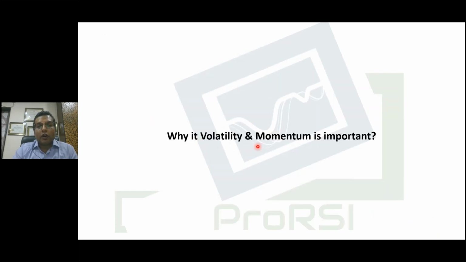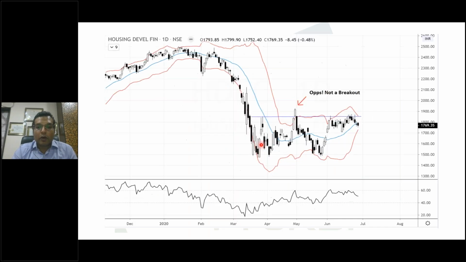Now, why is it important, why are volatility and momentum important? Now, see, I'm using all the latest charts so that it becomes easy for you to relate. So this was the breakout here. You can see that this was a good resistance zone, right? And there was this breakout, and it fell into this zone again. Why? Because we had a breakout above the Bollinger bands, we had a breakout above this resistance zone, but the RSI was not supporting the breakout. It wasn't able to clear the 60 zone, and it got stuck there and came down again.